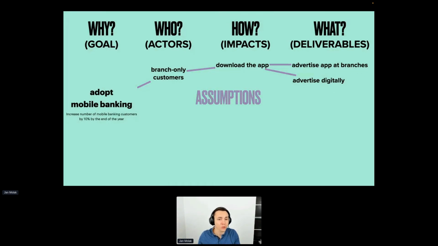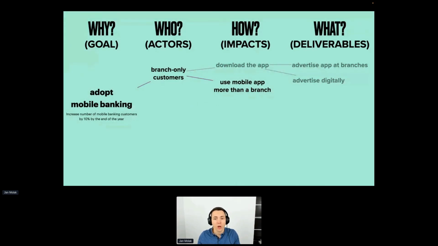And we could continue to draw this map to come up with other impacts, like, for example, that we'd like our previously branch-only customers to use the mobile app more than the branch. And again, something that we can measure quite easily by monitoring the traffic our app generates versus foot traffic generated at the branches. And again, we could propose some deliverables to try and influence that behavior, like adding a feature to our banking app to support basic operations like money transfers, or providing customers with an easy authentication mechanism.